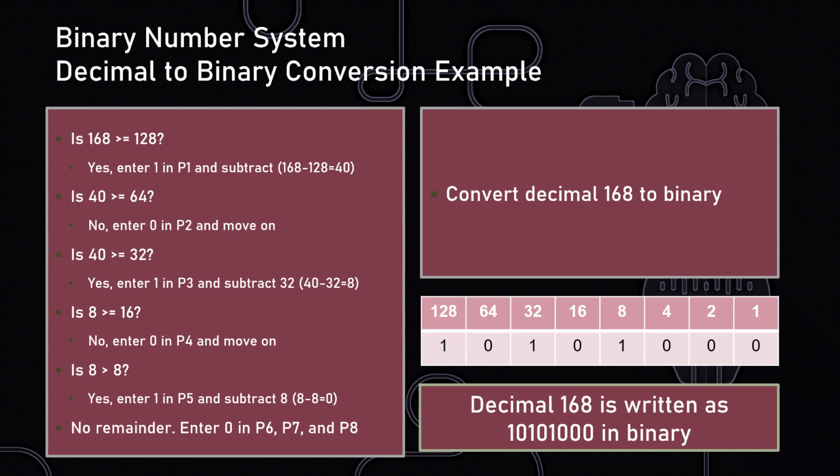Is 40 greater than or equal to 64? No. So we're going to put a 0 and move on to the next, carrying that remainder forward. Is 40 greater than or equal to 32? Yes. So we're going to put in a 1 in position 3, and now we're going to subtract 32 and take our new remainder, which is 8. Is 8 greater than or equal to 16? No. So we'll put our 0 and move on. Is 8 greater than or equal to 8? Yes, it's equal. So we're going to put in 1 in position 5, and subtract 8. Now that we've got a 0, we have no remainder, so the rest of the string becomes zeros.